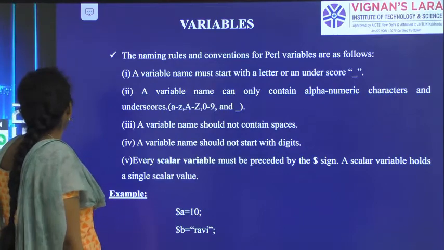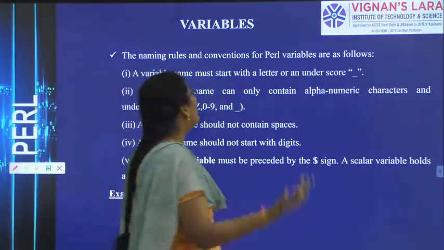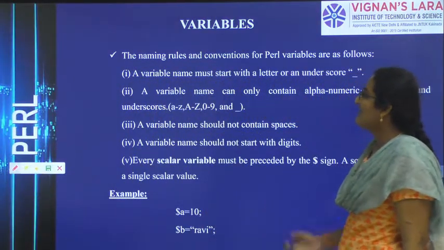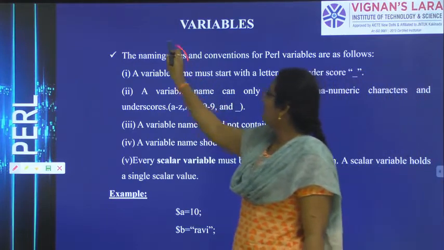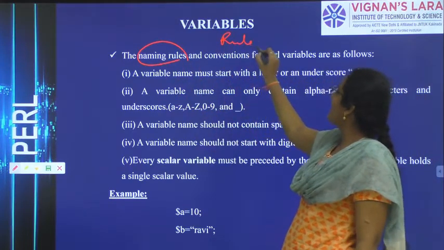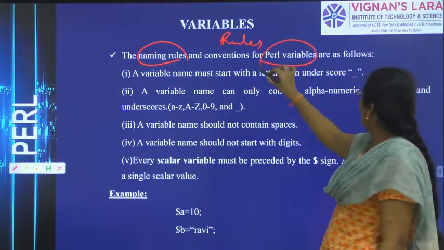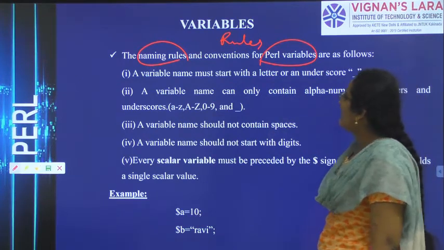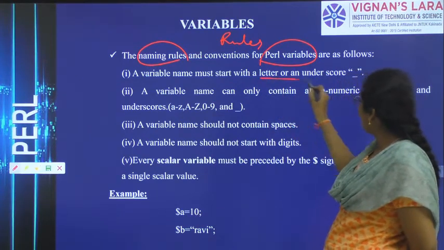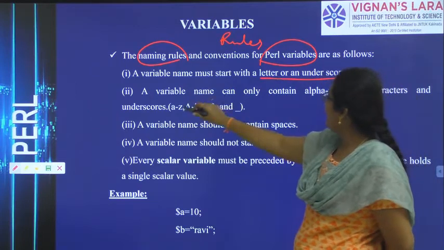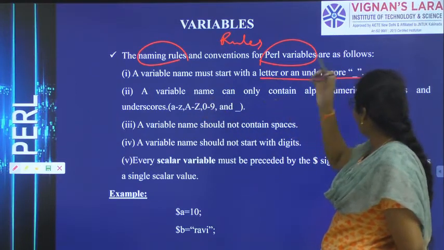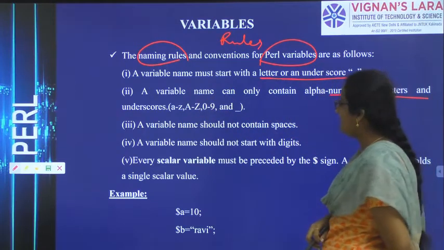What are the rules we have in Parallel programming to declare a variable? What are the naming rules we have to create a variable? Variable name must start with a letter or underscore. Variable name can contain only alphanumeric characters.